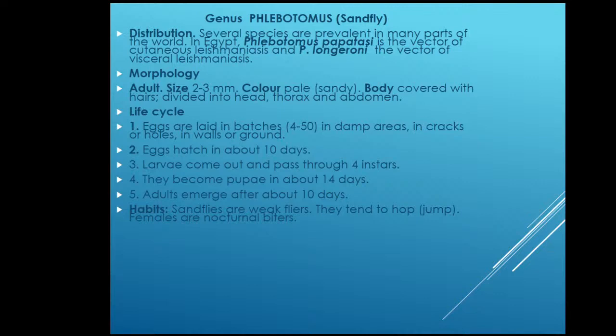On the thorax, there are three pairs of appendages and one pair of wings. For sandflies, indirect development with complete metamorphosis is characteristic. So it has four stages in the life cycle: egg, larva, pupa, and adult. The eggs are laid in batches in damp areas, in cracks, in holes, in walls or ground. After 10 days, the eggs hatch out. The larva comes out and molts four times. It transforms into a pupa in nearly 14 days. And after 10 days, the adult hatches out from the pupa.